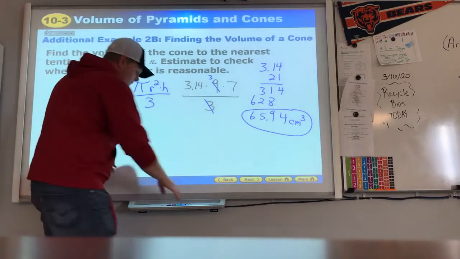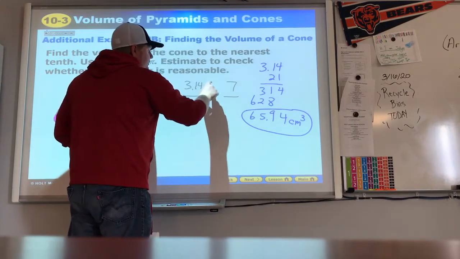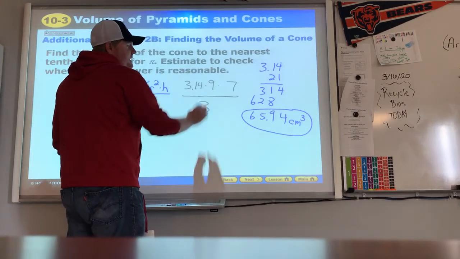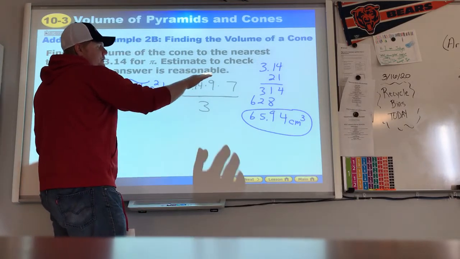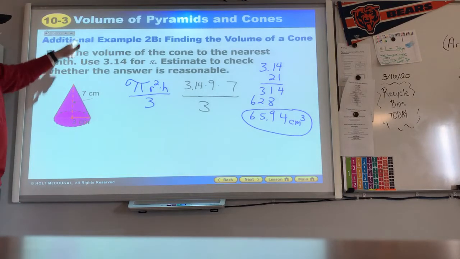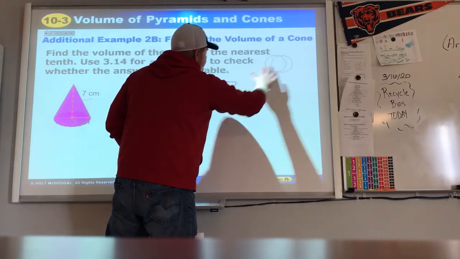Remember, you could skip the reducing step, and you could have 3.14 times 9 times 7, and take your answer and divide it by 3. That will work. Let's go ahead and see what they do. I bet it's pretty similar.